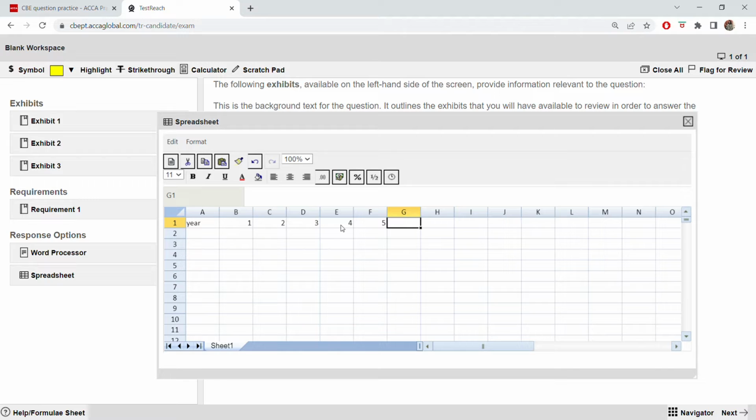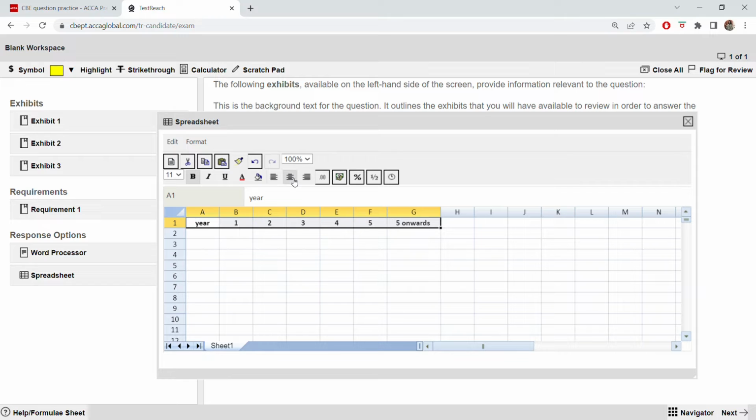And after that you have 5 onwards, which means after 5 years there is no limit. Good. I can center align this so that it looks a little more presentable. Then I'm going to start with sales.